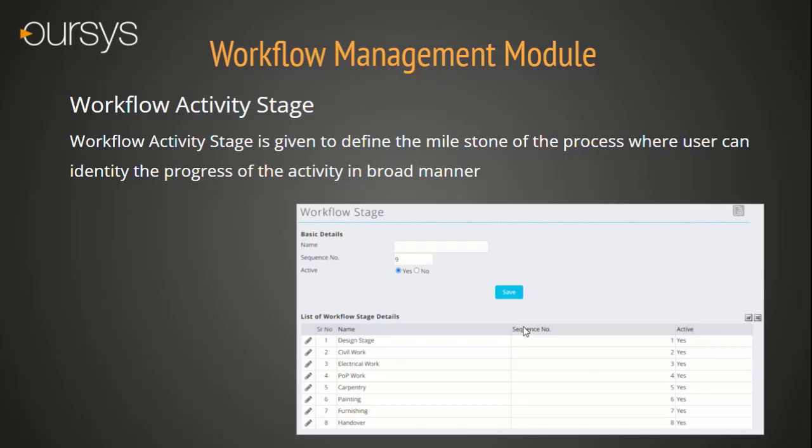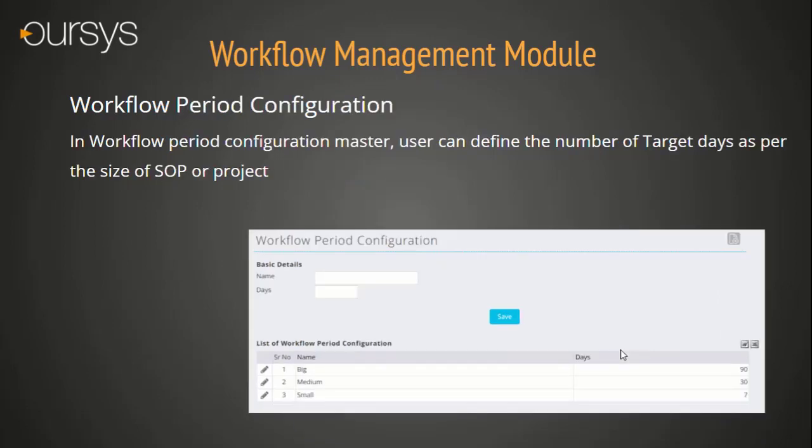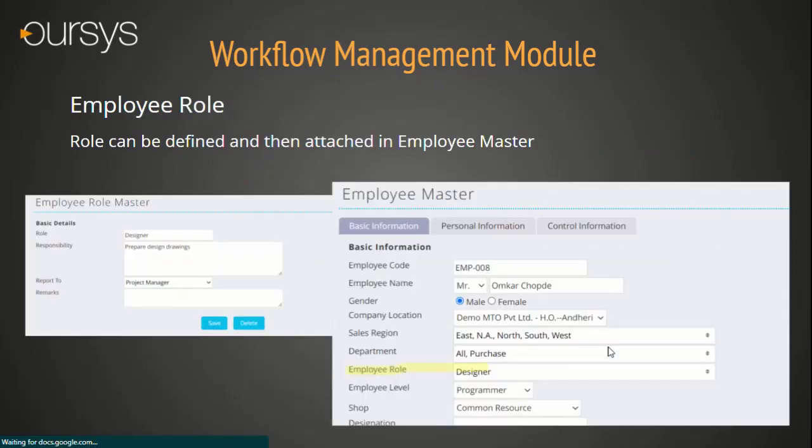Workflow activity stage master is given to define the milestone of the process, where the user can identify the progress of the activity in a broad manner. In workflow period configuration master, the user can define the number of target days as per the size of the SOP or project. Employee role can be defined and then attached in employee master.